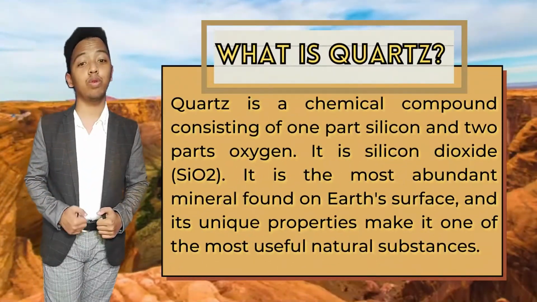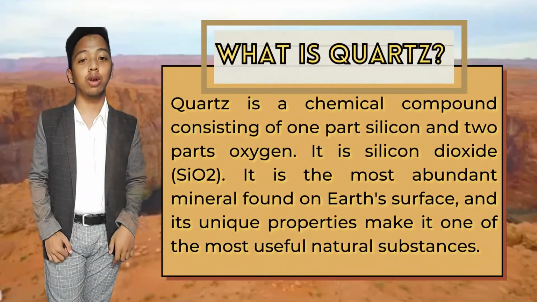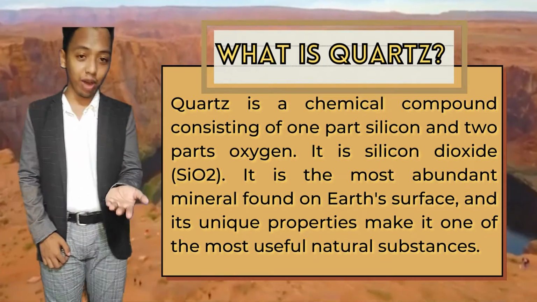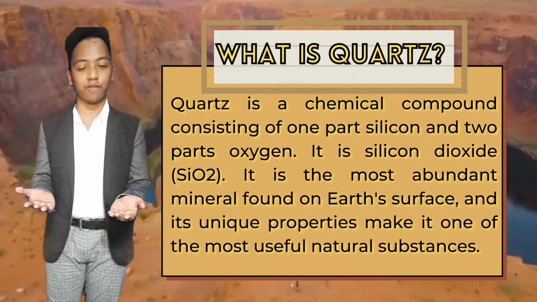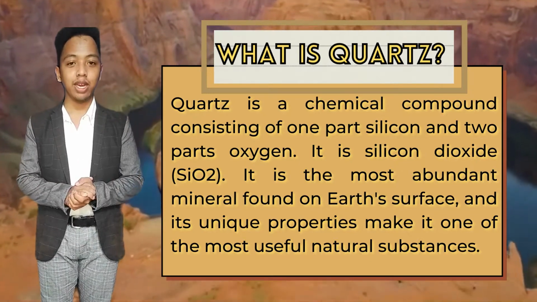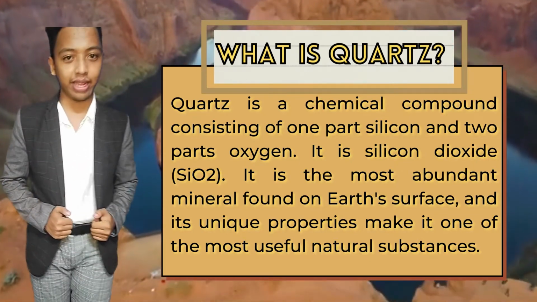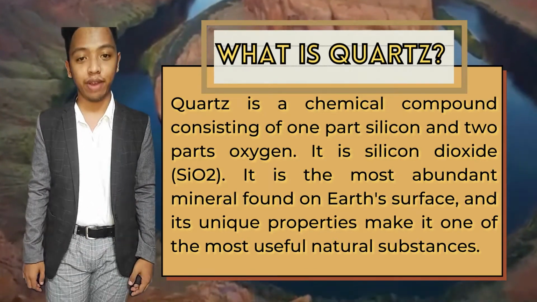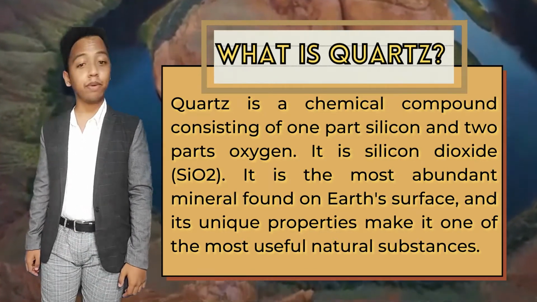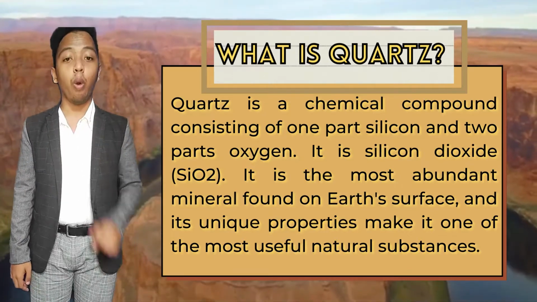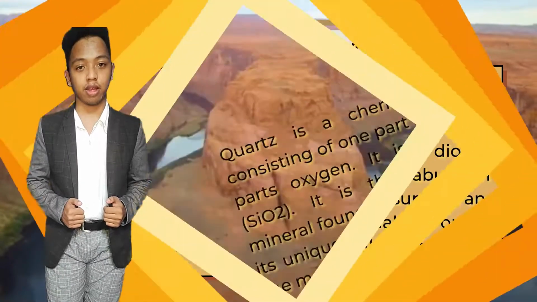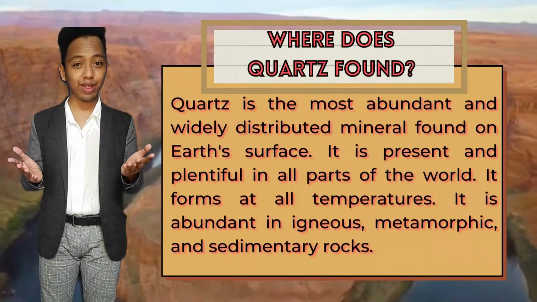Let's start. What is quartz? Quartz is a chemical compound consisting of one part of silicon and two parts of oxygen. It is a silicon dioxide. It is the most abundant mineral found on the Earth's surface, and its unique properties make it one of the most useful natural substances. Where is quartz found?